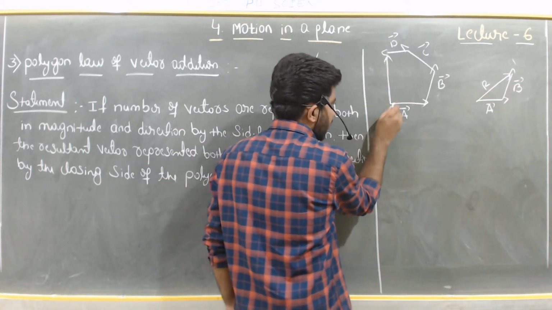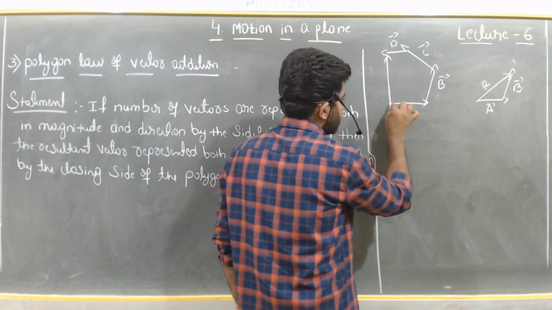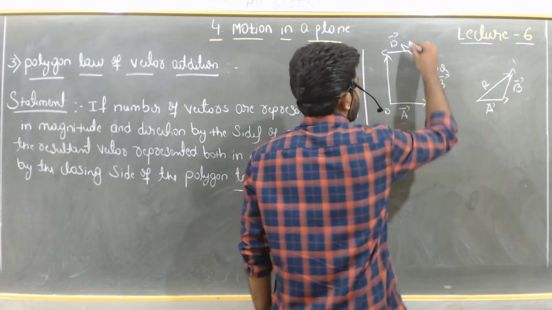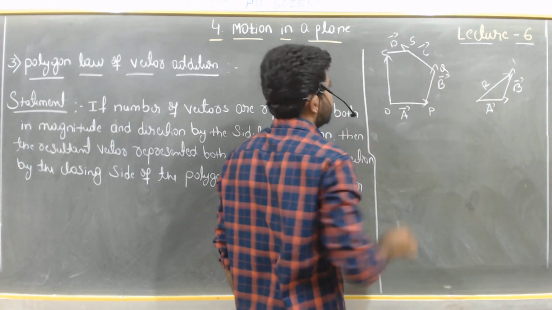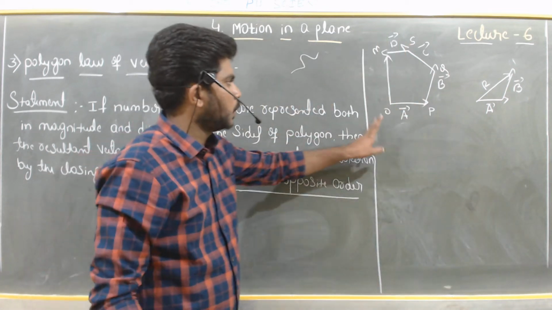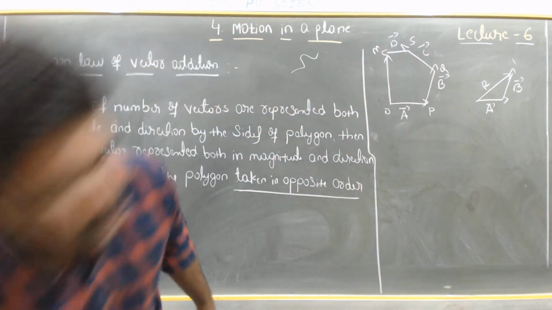In the same manner I am going to, before that, I will represent some points. This is the O, this is the P, this is the Q, and this is the S, and this is the M, right? O, P, Q, S and M. Don't get confused, right?